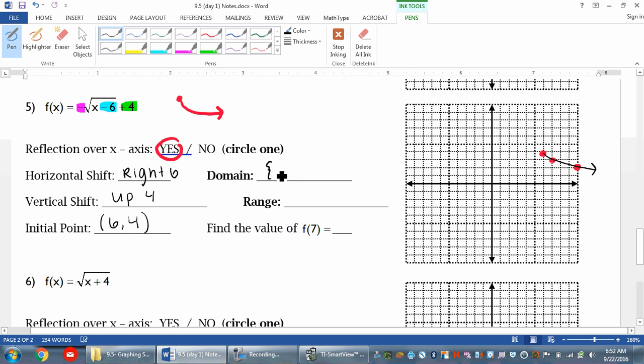Now, look, I only have arrows on the right, and my arrow is facing to the right, so it's a closed circle, so it's greater than or equal to the x-coordinate, which is 6.